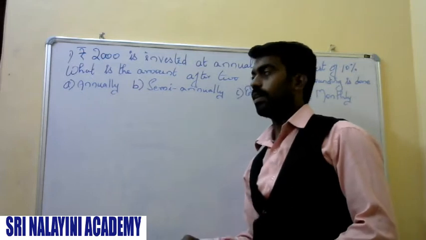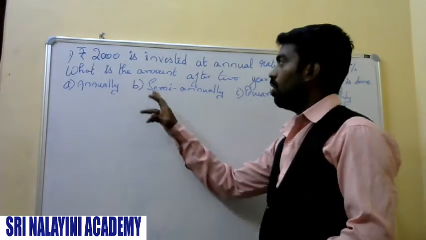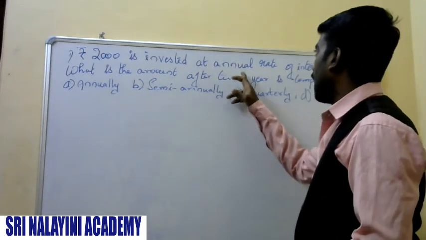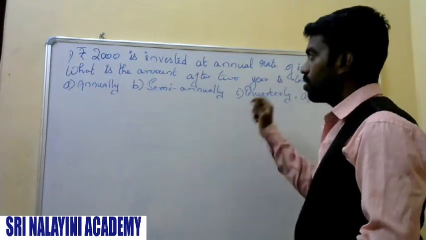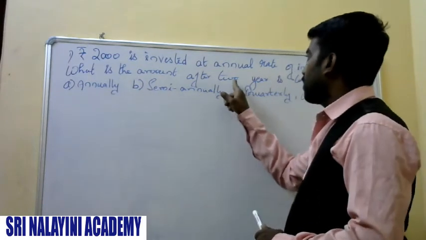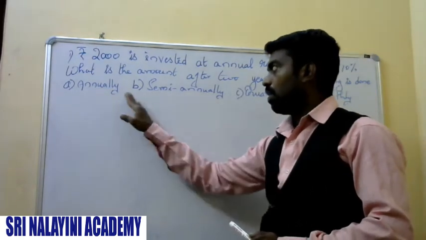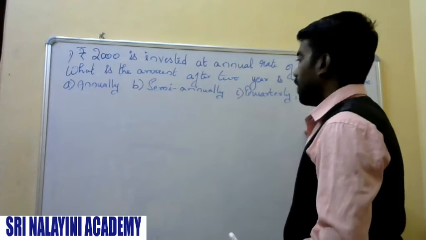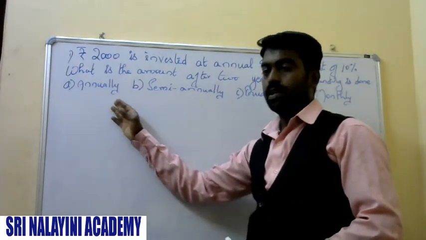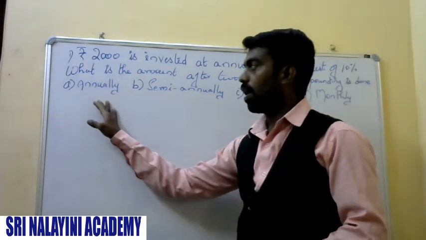Now I am going to take a sum. Please note it down. Rupees 2000 is invested at an annual rate of interest of 10%. What is the amount after 2 years if compounding is done annually, semi-annually, quarterly and monthly? I am going to explain step by step. First we go with annually.